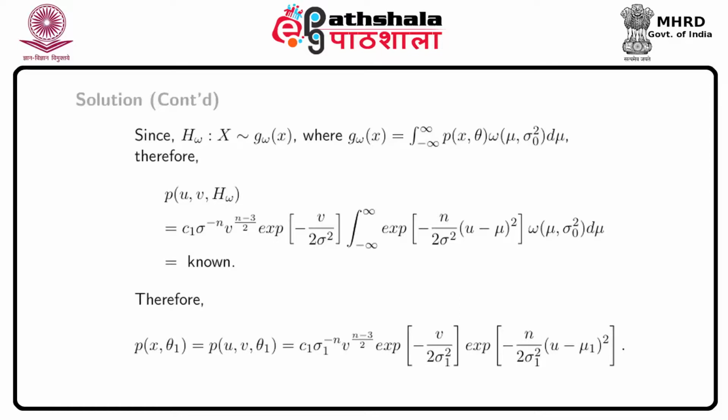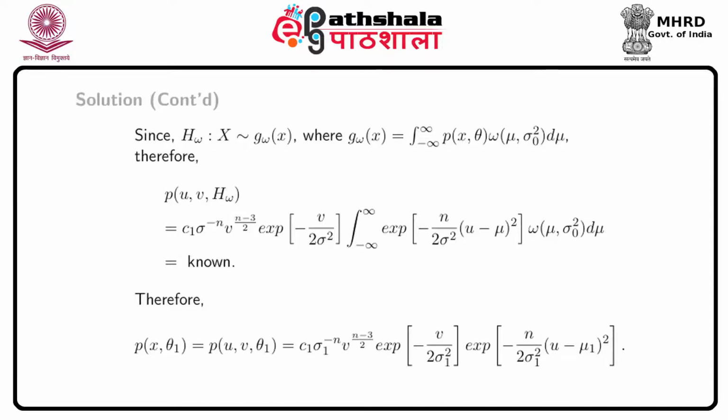Since under the hypothesis H_w, X follows the PDF g_w(x), where g_w(x) is equal to the integral from minus infinity to plus infinity of p(x, theta) w(mu, sigma naught square) d mu, we get p(u, v | H_w) is equal to c1 sigma naught to the power minus n, v to the power (n minus 3) by 2, e to the power minus v by 2 sigma naught square multiplied by the integral from minus infinity to plus infinity of e to the power minus n by 2 sigma naught square (u minus mu) whole square w(mu, sigma naught square) d mu, and that is a known quantity.